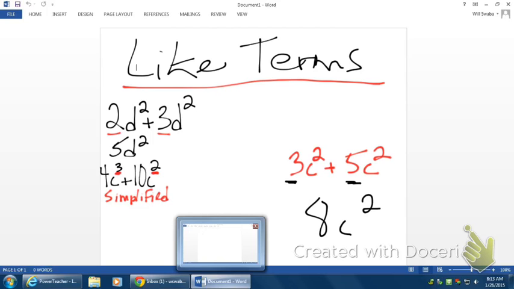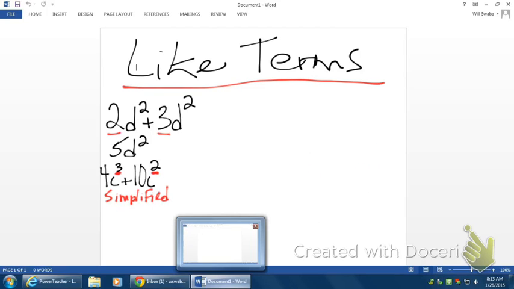Have to have the same variable. Have to have the same exponent. Always, always. Like terms. See if I can trick it up a little bit.